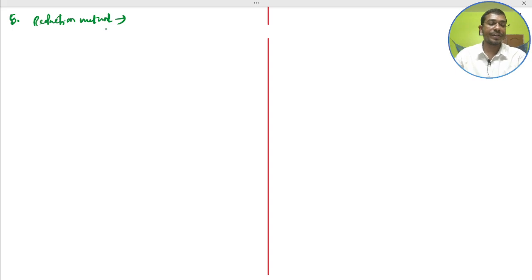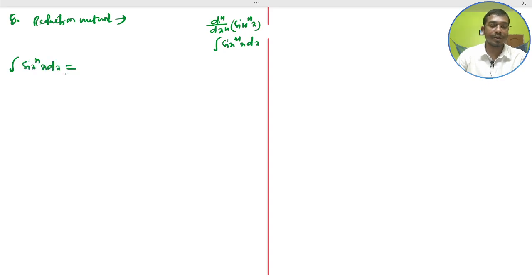As per the differentiation, the nth order derivative d^n/dx^n of sin^n x. In the reduction method, the integration of sin^n x dx for n equal to 1 is sin x, sin square x, sin cube x, up to sin to the power n x. So the reduction rule would be the integration of sin^n x dx is equal to minus 1 by n, just do the chain rule.